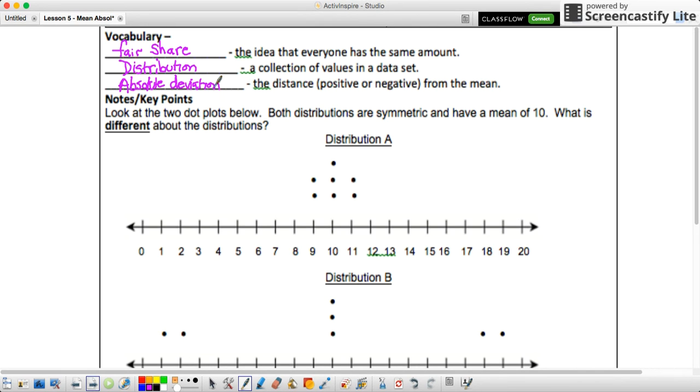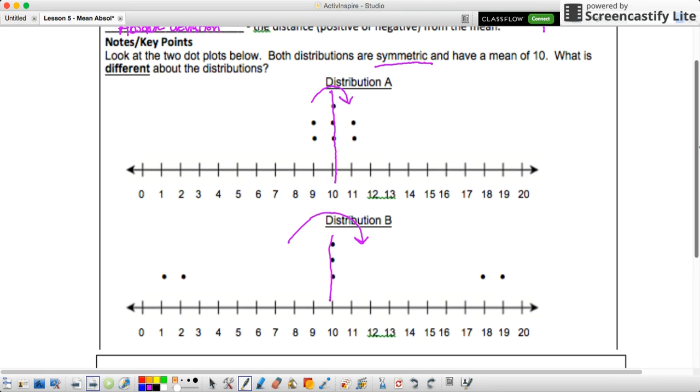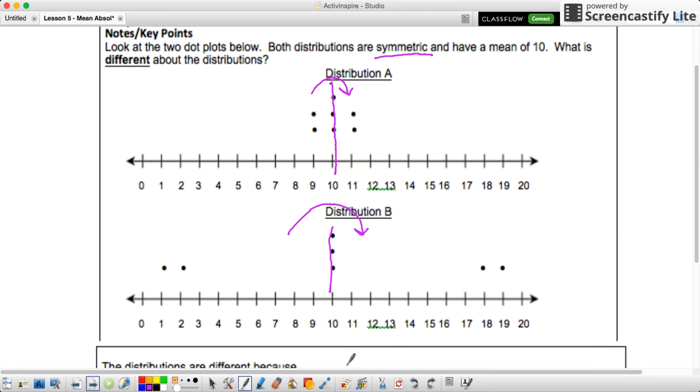Let's take a minute and look at the two dot plots below. Both distributions are symmetric and have a mean of 10. If you recall this idea of something being symmetric, if you draw a line down the middle, they're exactly the same if you fold across that line. So this idea of symmetry would happen right here. We could see that if we folded this data over, the dots would land on each other. Same thing with this data right here. If we folded that over on that middle line, they would be symmetric because they would exactly land on top of each other. But what do you notice is different about these two distributions?